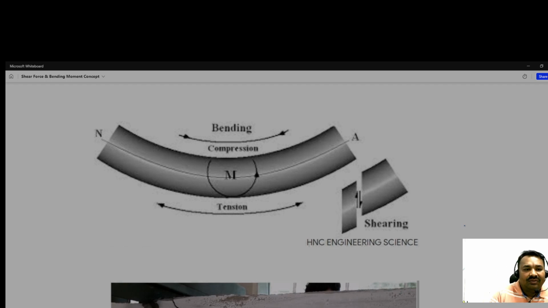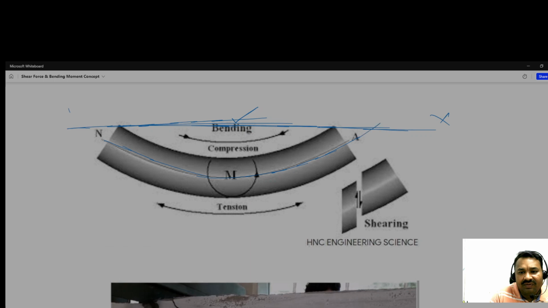Okay, so what is the bending moment? In bending moment, the deflection occurs. If you see this figure, earlier this was the axis, suppose the x-axis. But now see what happened, it becomes a curve. So this is due to the bending.